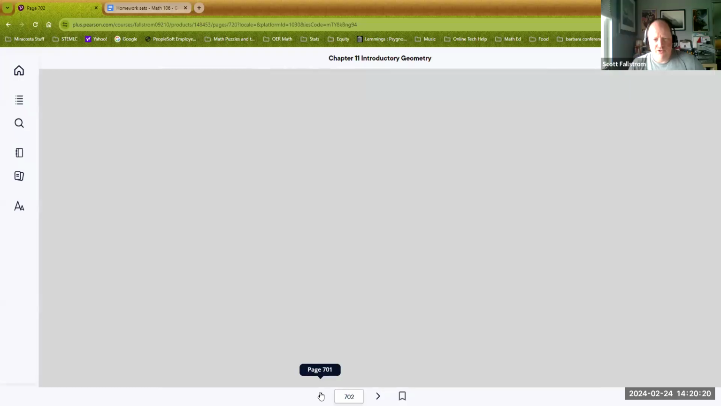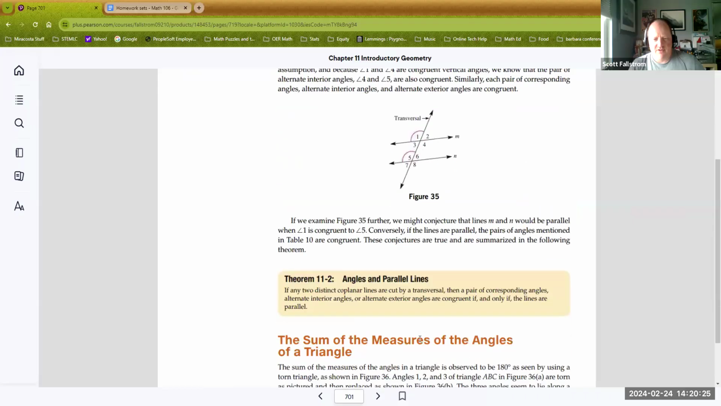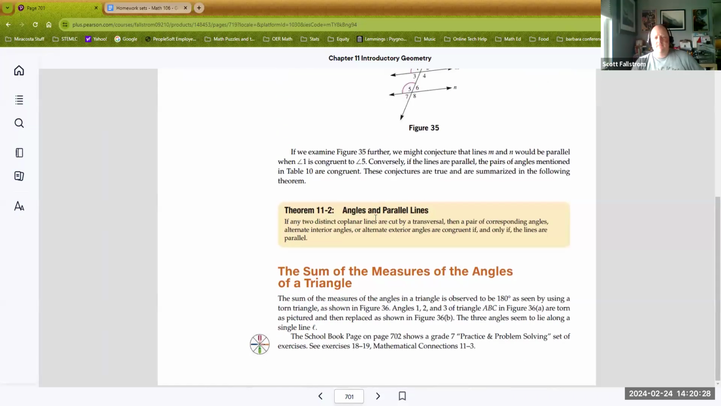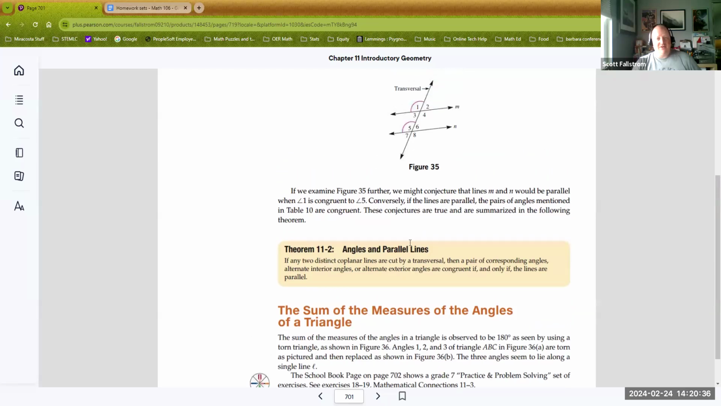Let's see here. They start with the parallel lines component, and so it's theorem 11.2. The big piece about this theorem says, if any two distinct coplanar lines are cut by a transversal, and that's kind of the picture you see up here, then, so we have this overall distinction. First off, before we even get to our actual statement, which is a pair of corresponding, alternate interior, or alternate exterior angles are congruent, see, this one's an if and only if statement. But we can't get to that until we meet the conditions.